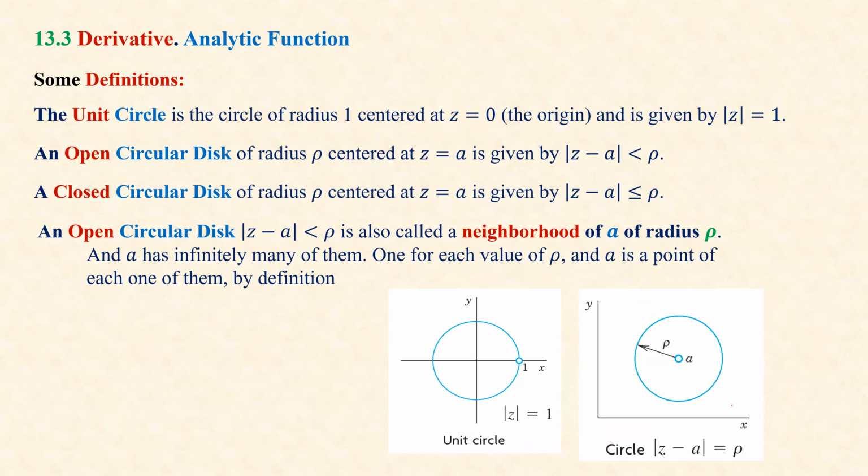We define some mathematical analysis expressions or definitions. We talk about the unit circle, the open circular disk, which is an open set, circular around any point A in the complex plane. The closed circular disk is the open circular disk plus the boundary, which is a circle of radius rho. And this open circular disk is called the neighborhood of the point A.